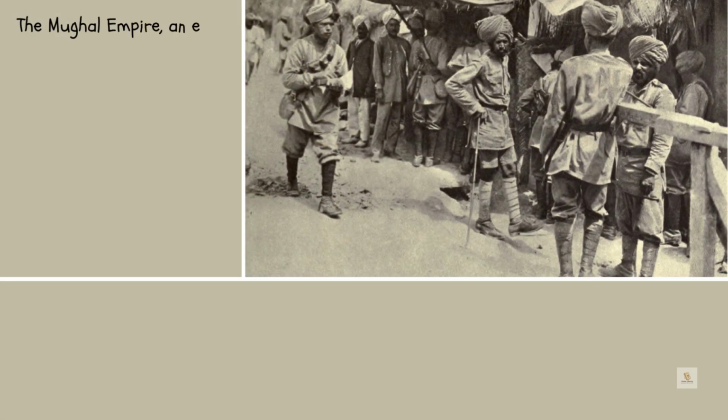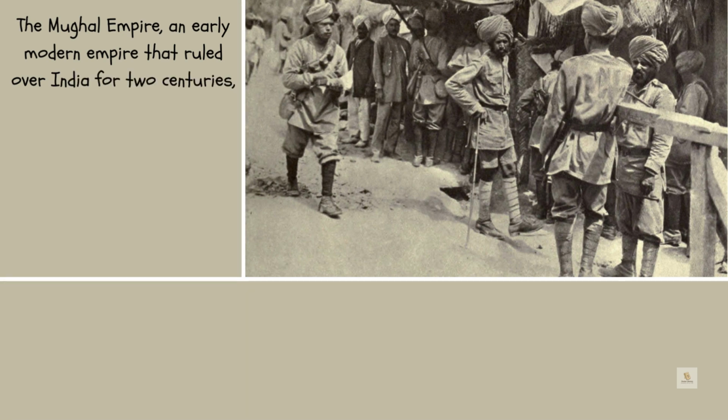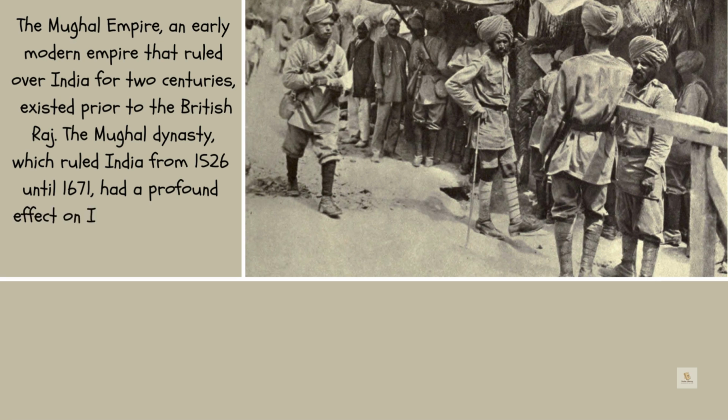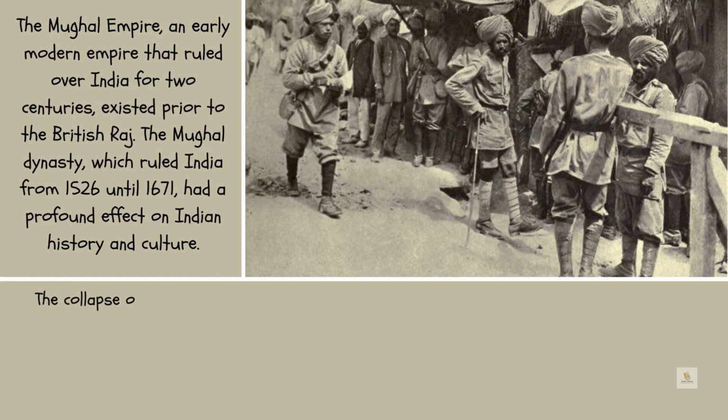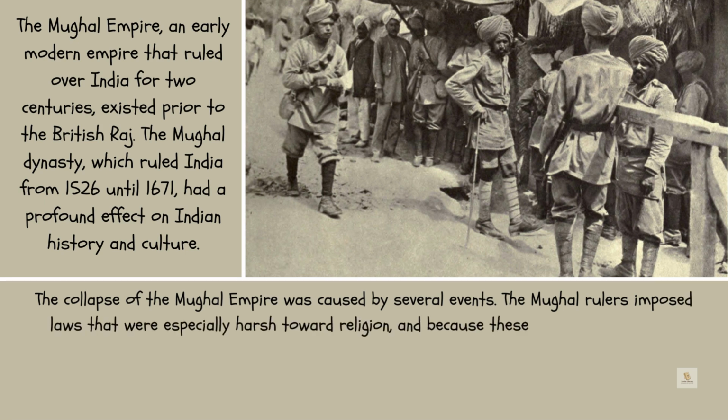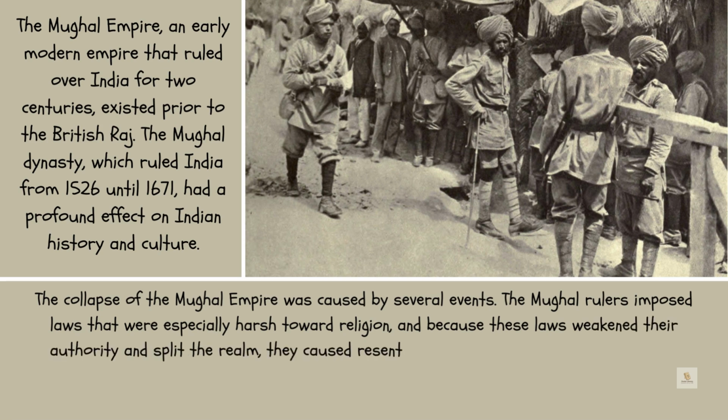The Mughal Empire, an early modern empire that ruled over India for 2 centuries, existed prior to the British Raj. The Mughal dynasty, which ruled India from 1526 until 1671, had a profound effect on Indian history and culture. The collapse of the Mughal Empire was caused by several events. The Mughal rulers imposed laws that were especially harsh toward religion, and because these laws weakened their authority and split the realm, they caused resentment.